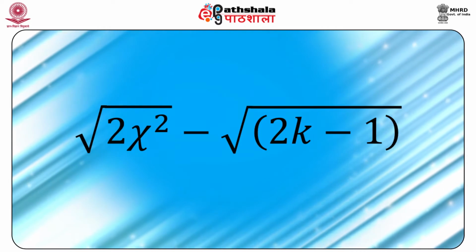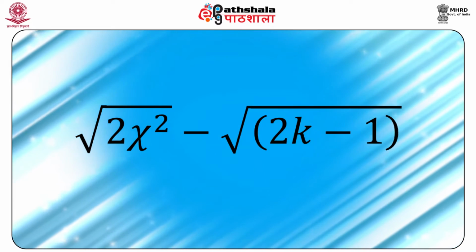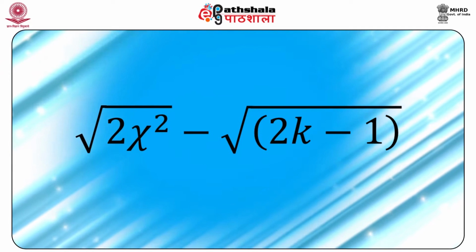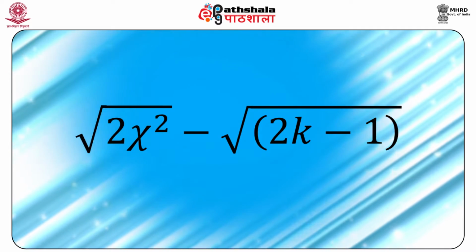The chi-square distribution has a skewed distribution, and the degree of skewness depends on the degrees of freedom. When the degrees of freedom are less, the distribution is highly skewed to the right, and the distribution becomes more symmetrical as the degrees of freedom increase. And when the degrees of freedom exceed 100, the variable which is square root of 2 chi-square minus square root of (2k minus 1) becomes a standardized normal variable, where k is the degrees of freedom.